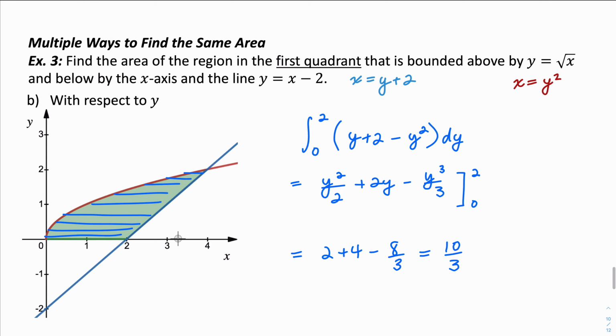And so this is how you integrate with respect to y. So it's going to be the right side minus the left side. And then your values that you use go from 0 to 2, right? You're using the y values instead of using the x values.